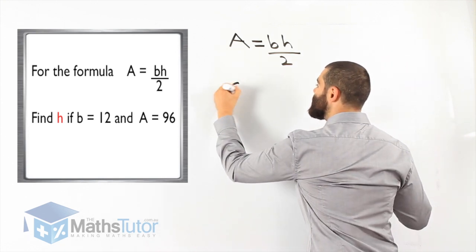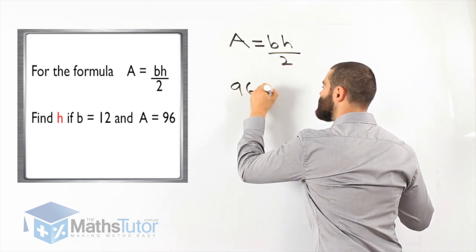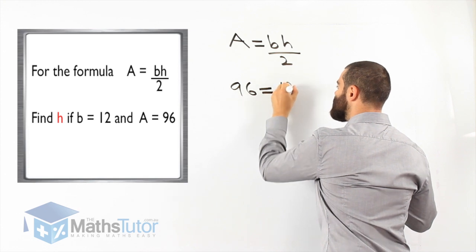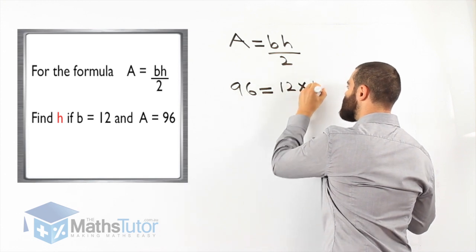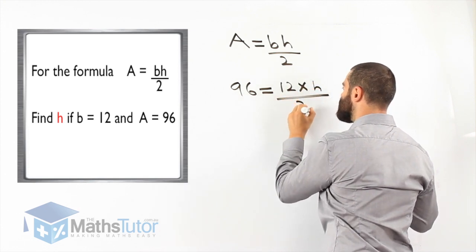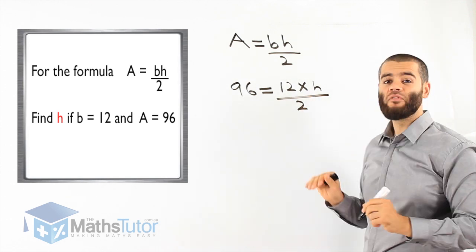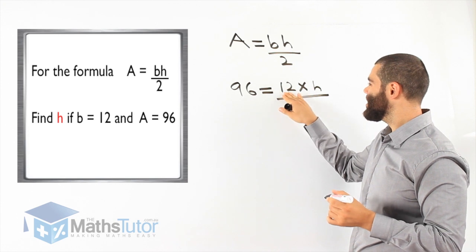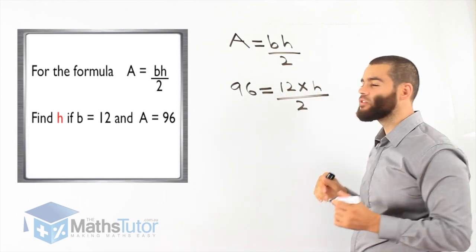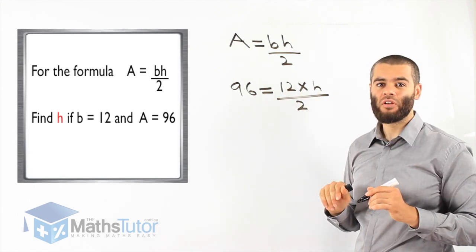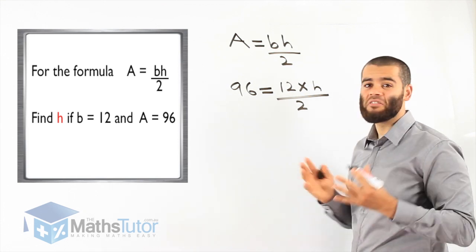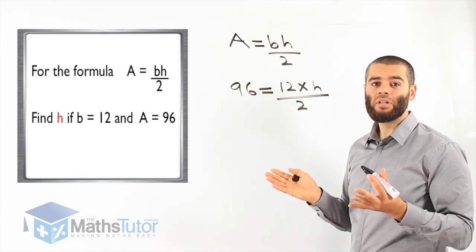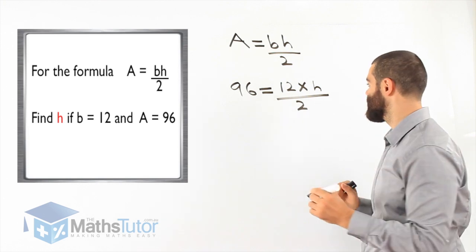So A is 96 and B is 12. We're asked to find H over 2. So we have an equation. A is 96, B is 12 times H over 2. We have just created an equation. Simple. So the first step is to substitute. Now, simply, what do we do? We solve the equation.